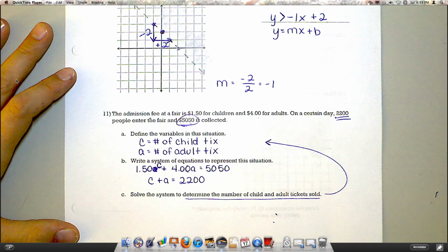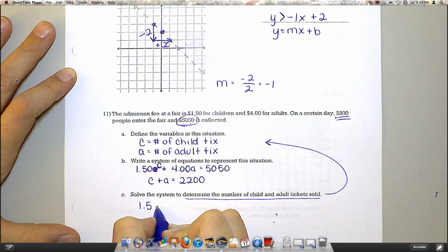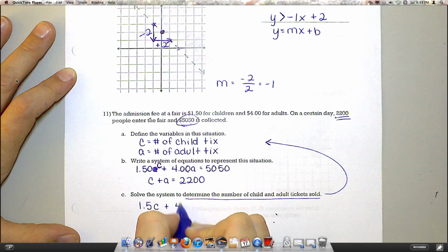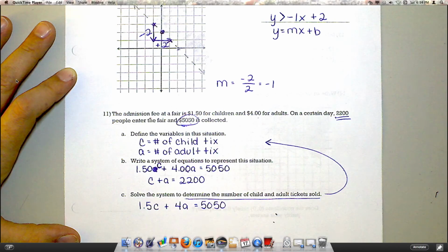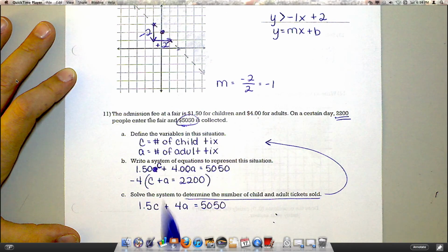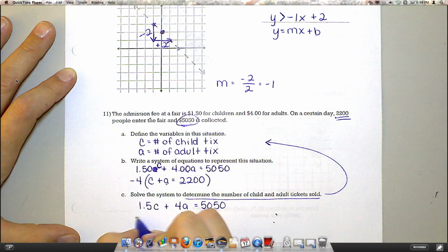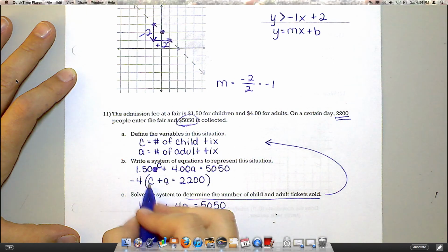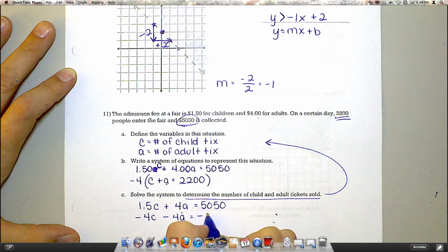Now part C, I'm actually asking you to solve. I would bet that elimination is going to be the easiest way to go. I'm going to take this first equation and leave it exactly the same. I'm going to hack off some of those zeros though. So I have 1.5C plus 4A equals 5050. For my second equation, I'm going to take this and multiply by -4. And I'm going to do that so that I can get my A's to cancel out, because this is a positive 4A, so I would want a -4A. You could do the same thing with a -1.5 and cancel out your C if you wanted to. But that's going to give me -4C minus 4A equals -8800.